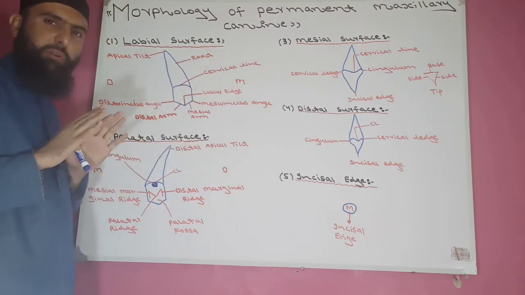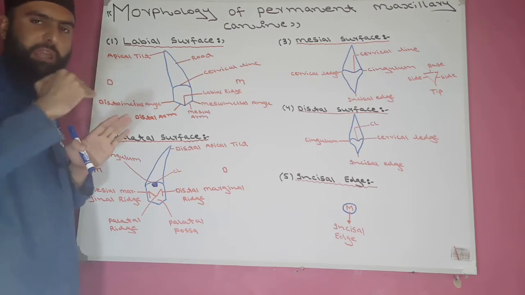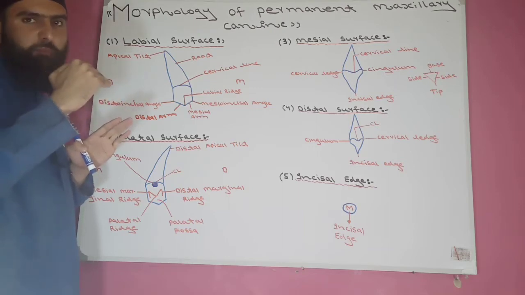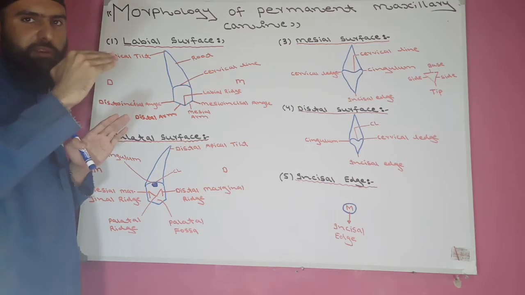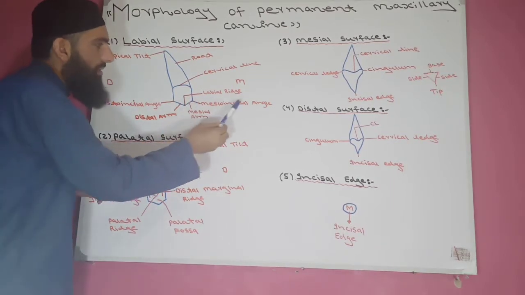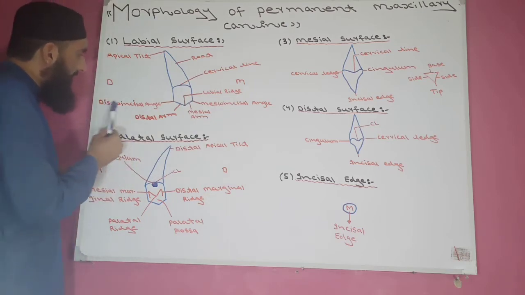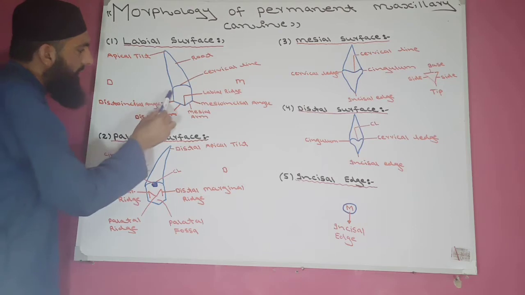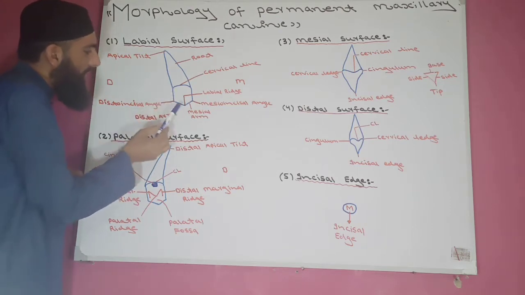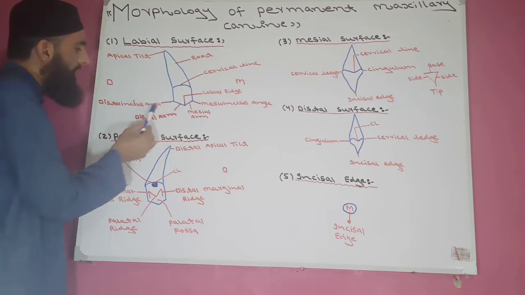Why is it called the mesio-incisal angle? Because it is the angle formed between two surfaces, the incisal and the mesial surface, on the labial surface. Second is the disto-incisal angle, where the distal surface of the tooth and the labial surface form an angle with the incisal edge. This angle is known as the disto-incisal angle.